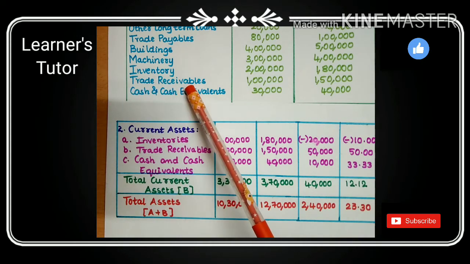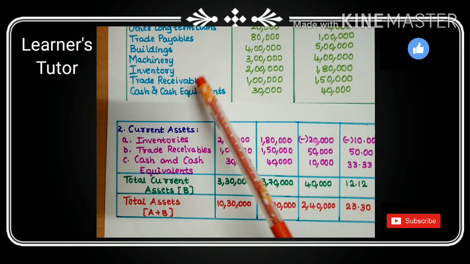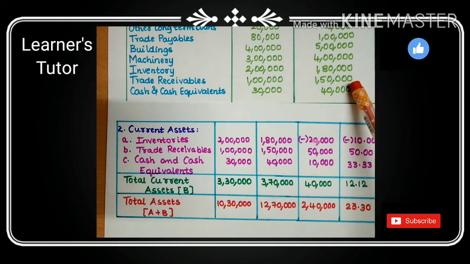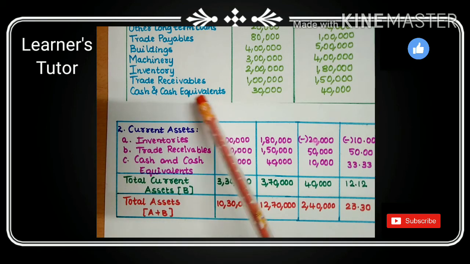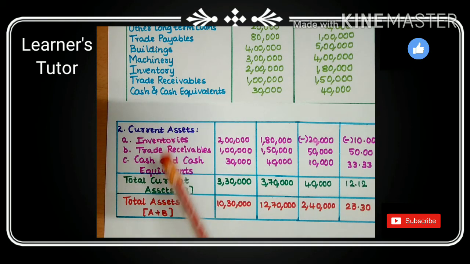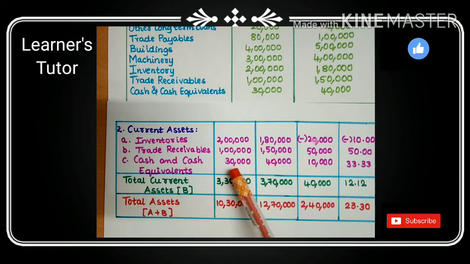Trade receivables. Trade receivables are also known as bills receivables. 1 lakh and 1 lakh 50,000. 1 lakh 50,000 minus 1 lakh is 50,000. 50,000 divided by 1 lakh into 100 is 50%. Next, cash and cash equivalents is also known as cash in hand and cash at bank. 30,000, 40,000. 40,000 minus 30,000 is 10,000. 10,000 divided by 30,000 into 100 is 33.33%.